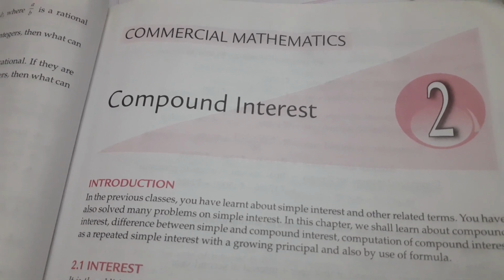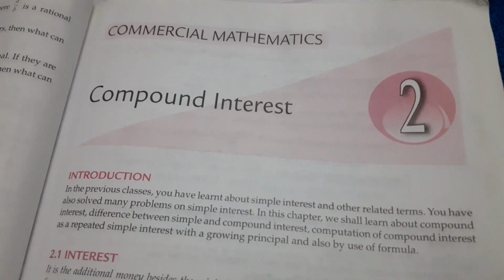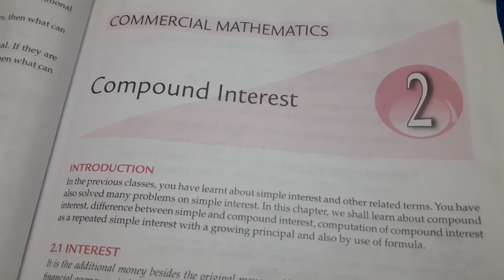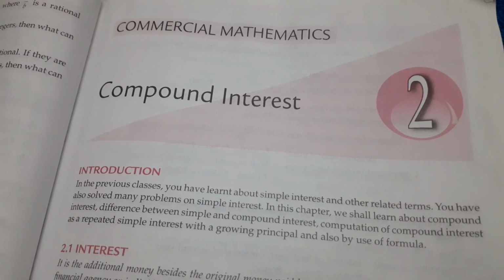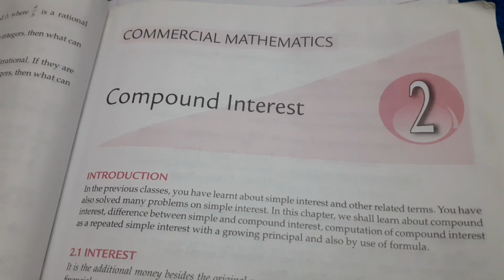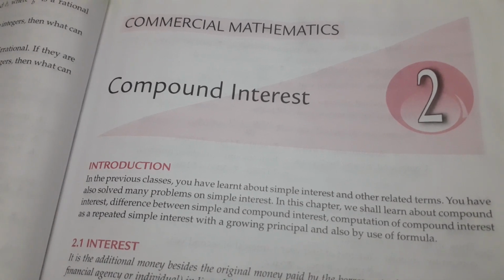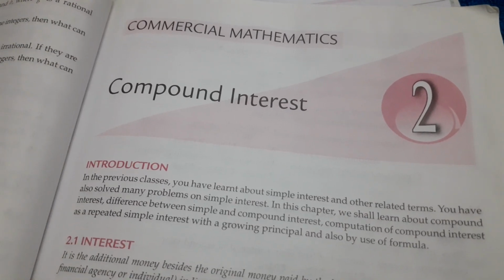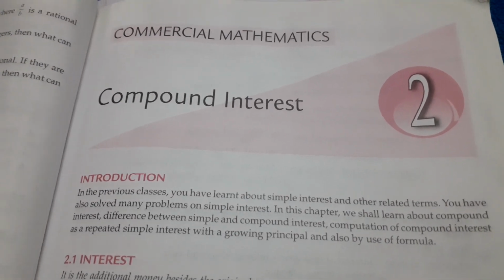Before starting exercise 2.2, I want to say something. In exercise 2.1, we solved sums of compound interest with the help of the simple interest formula. But we need to learn the formula of compound interest, because we already learned everything about simple interest in junior classes. So the first exercise was based on that, but now we have to proceed with the compound interest formula, and from now on we will use only the compound interest formula.